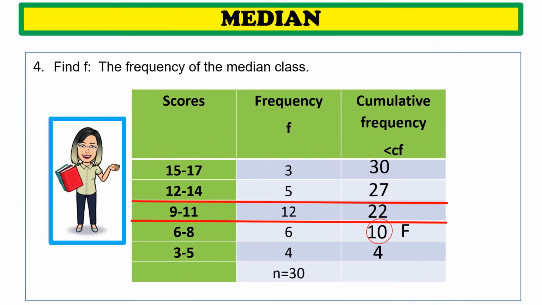Now in step 4, we need to find small f, the frequency of the median class. So how do we find it? 12 is the next frequency after 6. So we have 12. 12 is our small f.